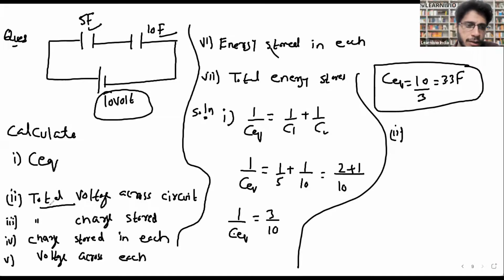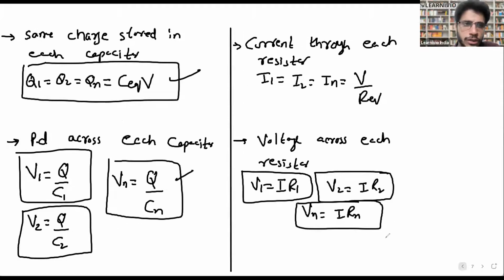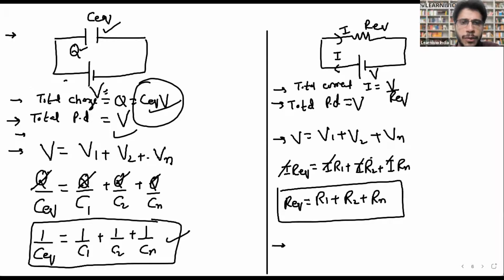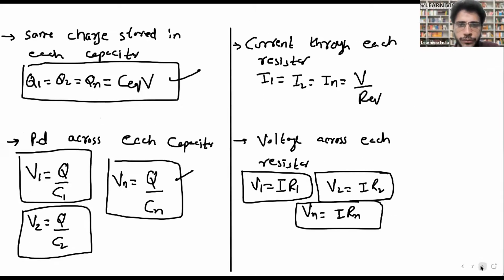Second part. Next, we need total voltage across the circuit. The total voltage across the circuit is always the voltage of the cell. It's 10 volt. Third part. You need total charge stored. See, this is the formula for total charge stored. Total charge stored is total capacitance multiplied by the total voltage. C equivalent into V.